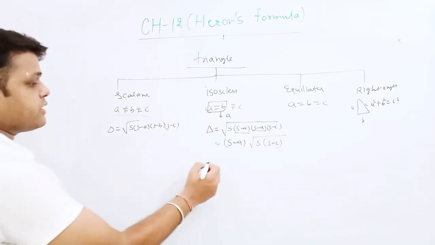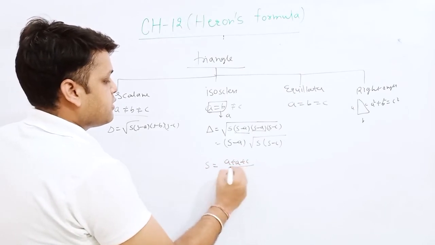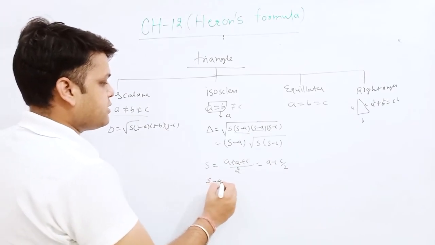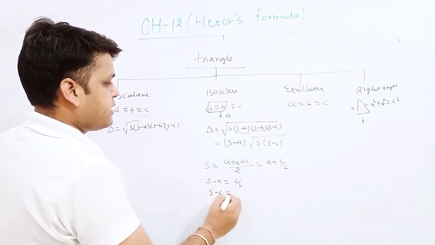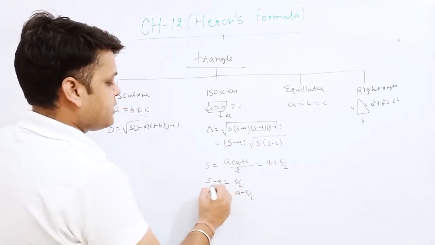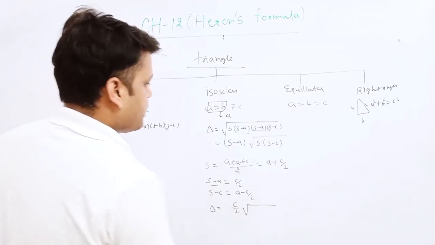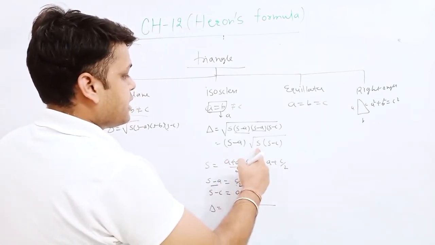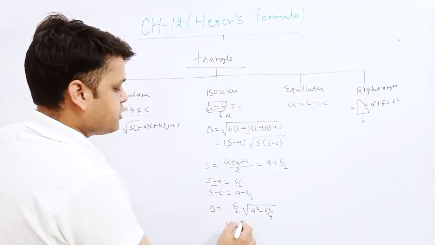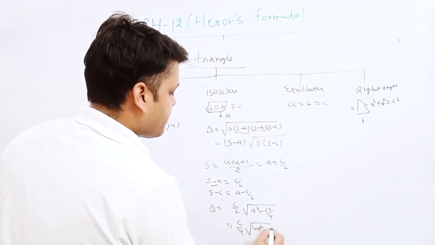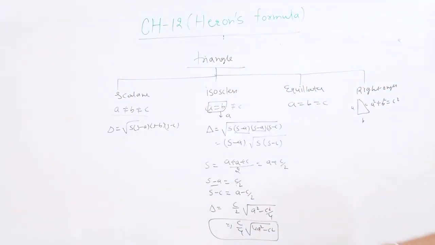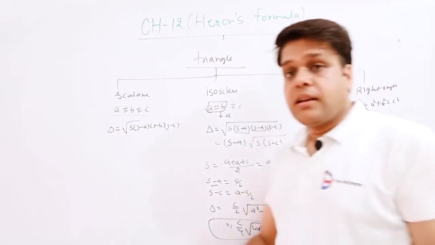Now what is the value of s? s becomes (a plus a plus c) by 2, which is a plus c by 2. Now we get s minus a is equal to c by 2, s minus c is equal to a minus c by 2. So we get delta is equal to (s minus a), which is c by 2, root under s into (s minus c), that is (a plus c by 2) into (a minus c by 2), which is (a square minus c square) by 4, which becomes c by 4 root under (4a square minus c square). So this is the area of the triangle where c is the unequal side and a is the length of the two equal sides.